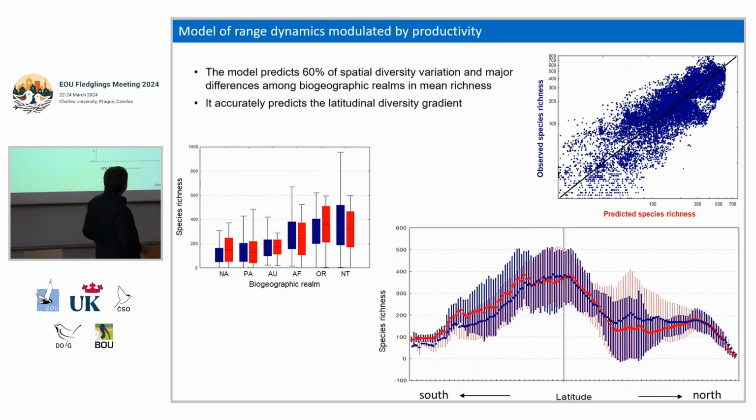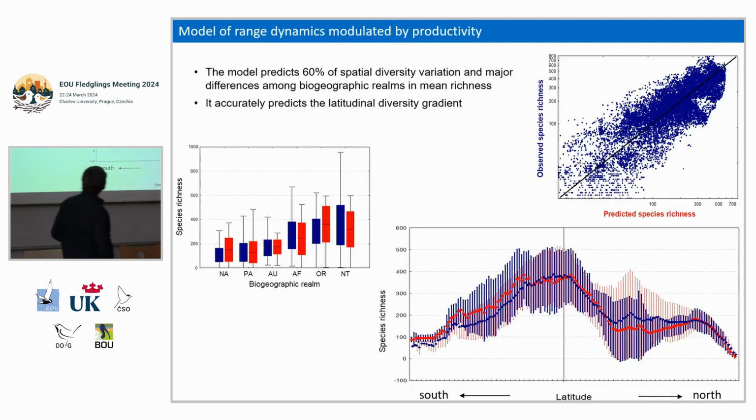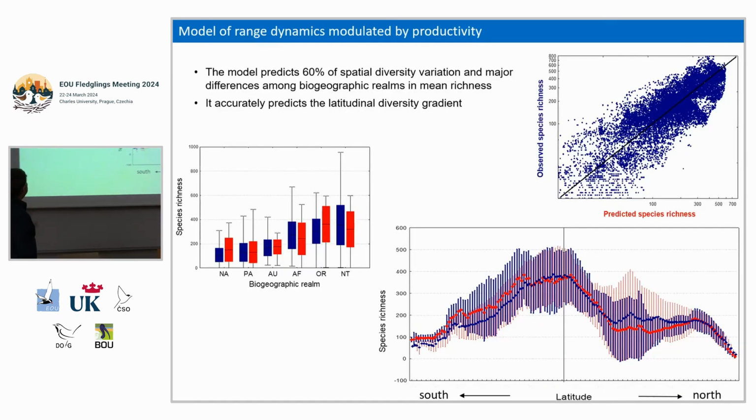Very simple model. In fact, this model needs only two input pieces of information. First is the productivity values for the grid cells across the Earth. And the second is that you need the distribution of range sizes of species, in this case, bird species. And it turned out that such a simple model actually predicts the diversity patterns of birds pretty well. It is able to explain about 60% of spatial variation of diversity.